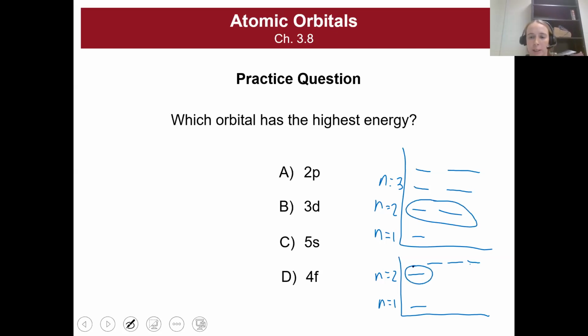It's not exactly the same like it is for the hydrogen atom. So for the hydrogen atom, we're only worried about what the n value is. So we don't need to worry about the p's, the d's, the s's, the f's. For the hydrogen atom, it's just based on the principal quantum number n, which means that C, the 5s orbital, has the highest energy, even though s orbitals usually have lower energies, as we will see in chapter 4.